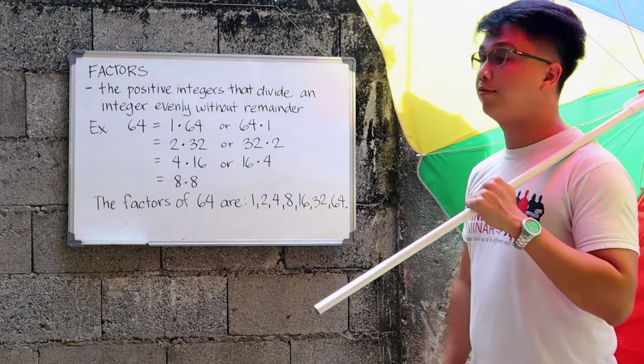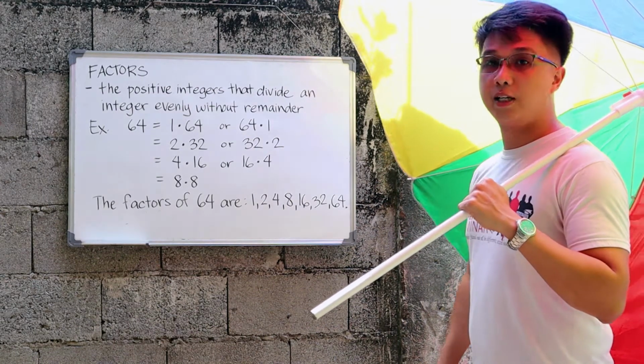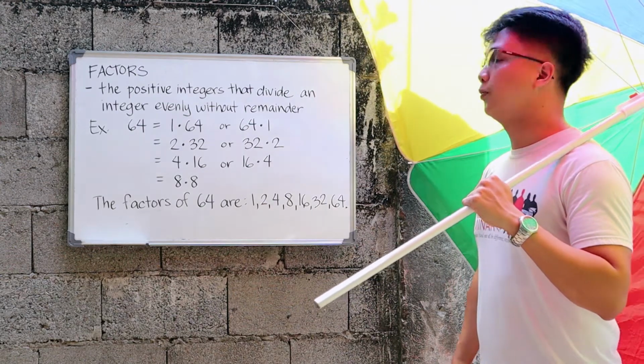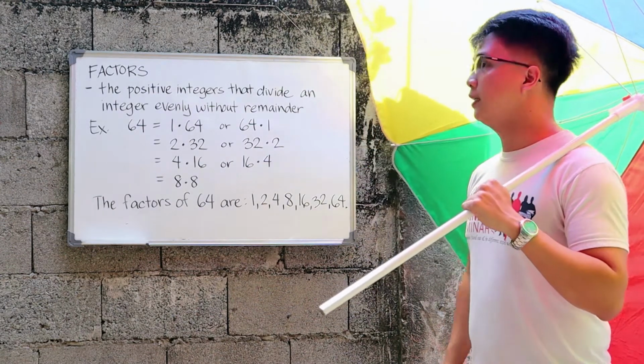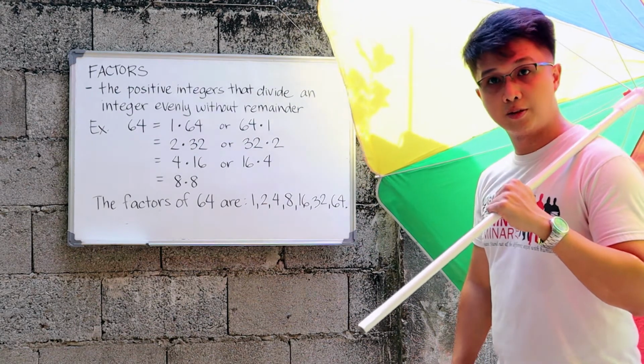Okay, let's start with factors. Factors are the positive integers that divide an integer evenly without remainder. Meaning, they are the numbers you multiply to get another number. You have to make sure they are integers.